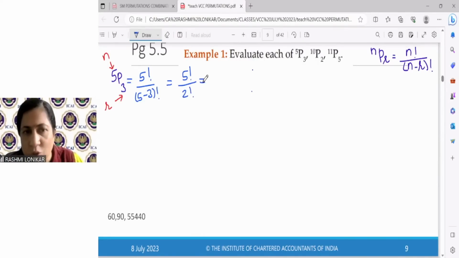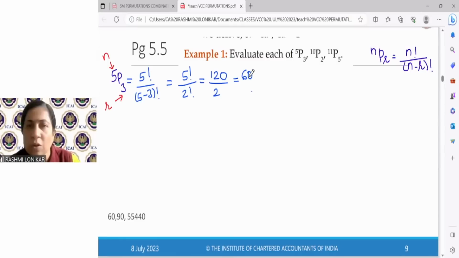When these numbers are so small, I can write the values directly. Now 5 factorial I already know is 120. 2 factorial I already know is 2. So 120 divided by 2, it is 60. Okay. So when the numbers are small, I will use it directly, no problem. So what is the value of 5P3? It is equal to 60.